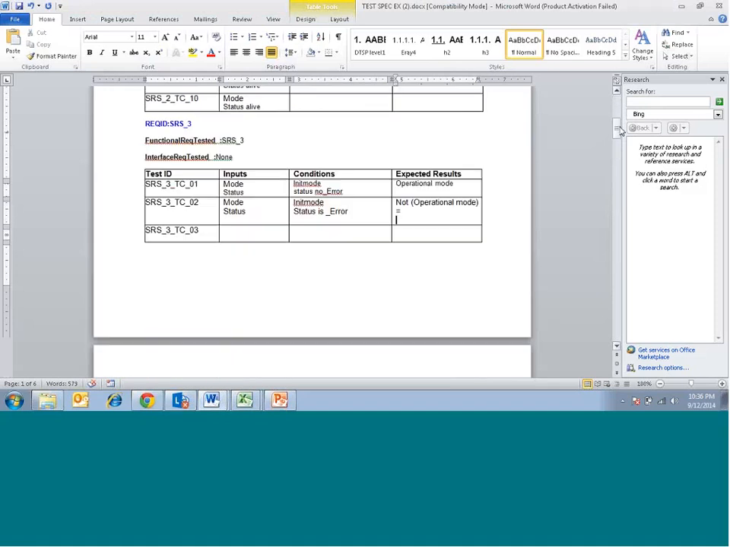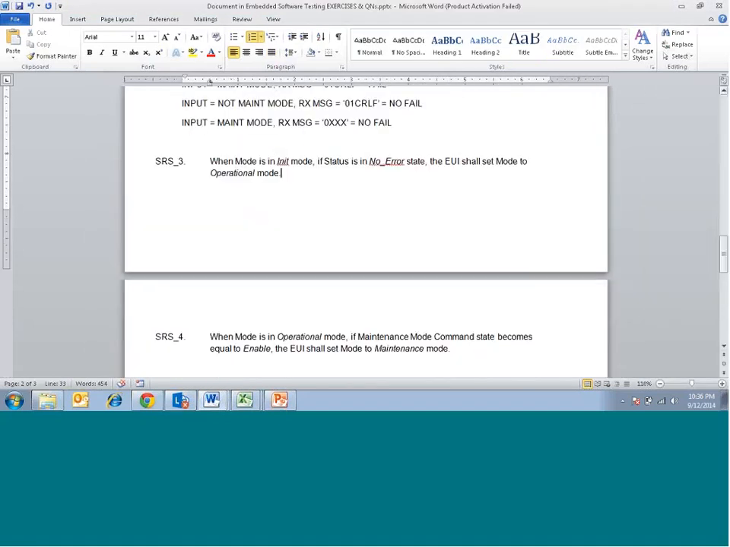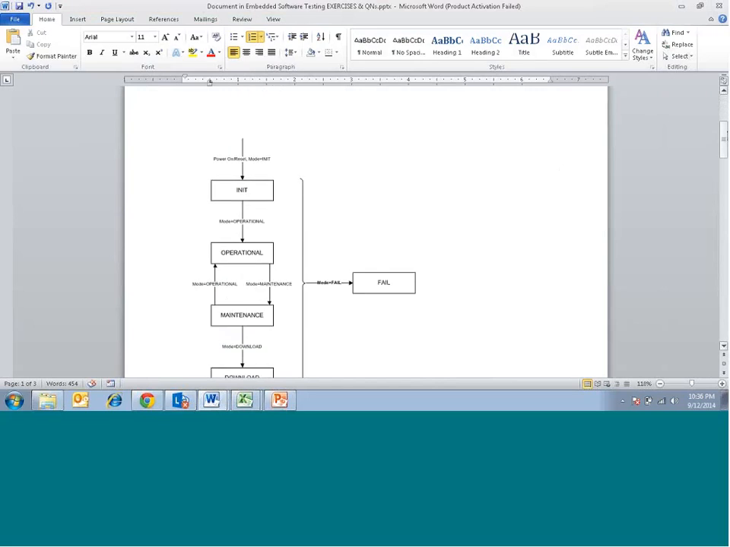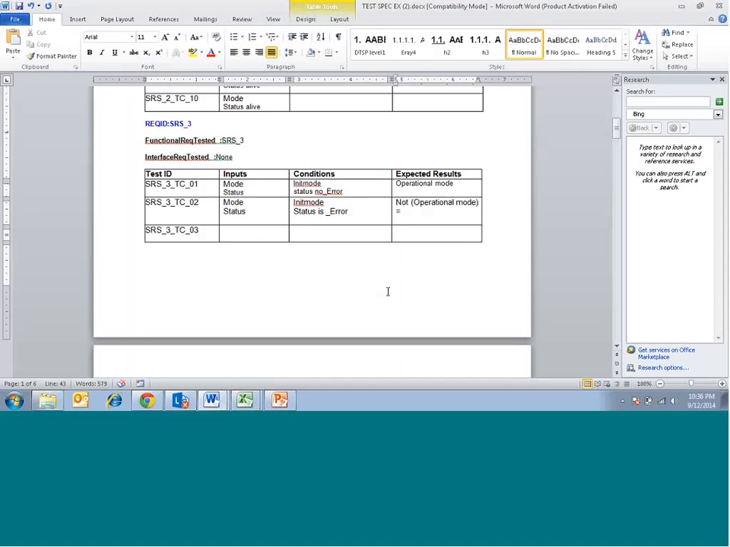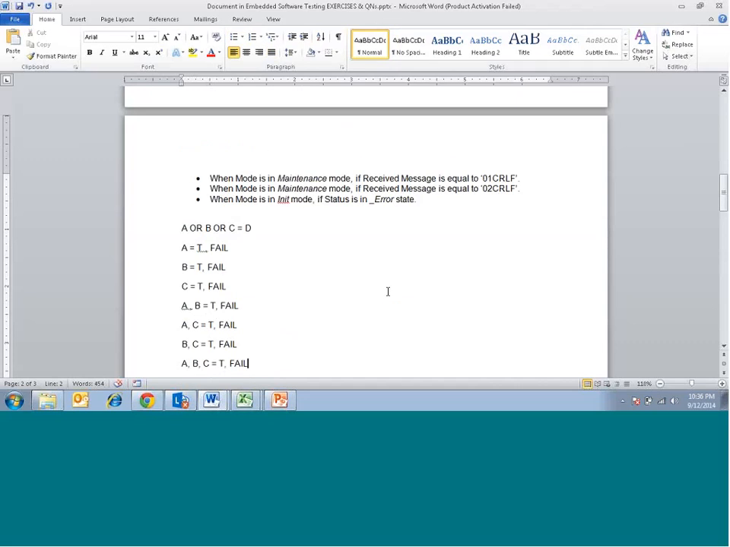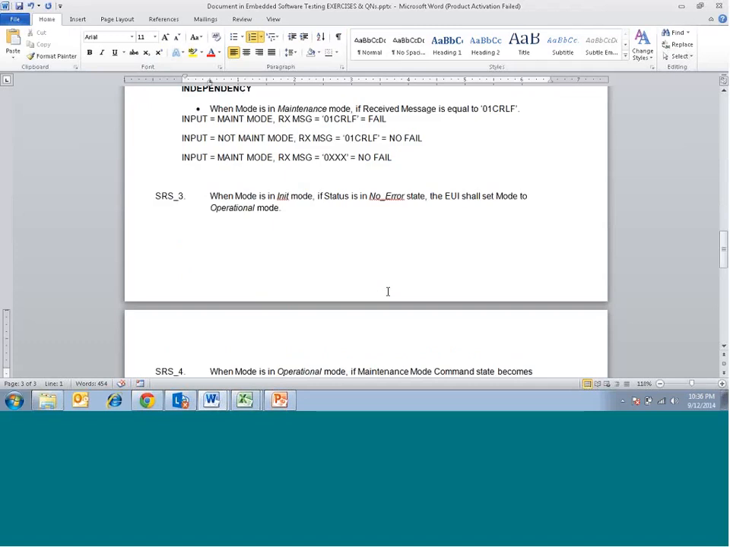Requirement is, okay. Yes, it is going to go to the failure mode, because if it is going to be the no error state, then it will be operational. Otherwise, it is going to go to failure mode. That's what it says, right? Okay. So it is nothing but fail mode.